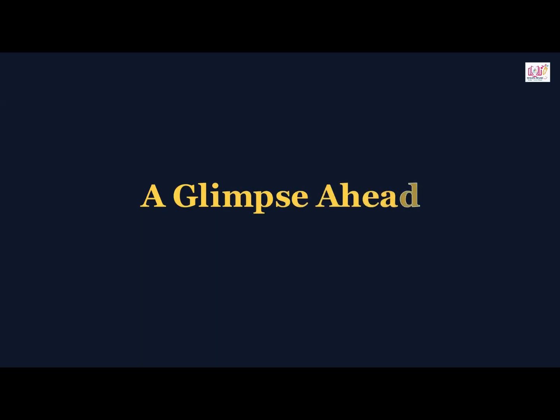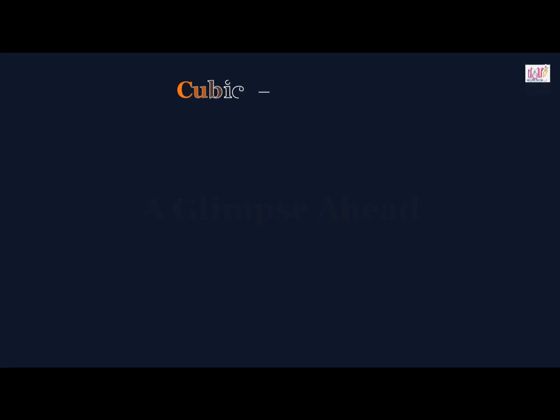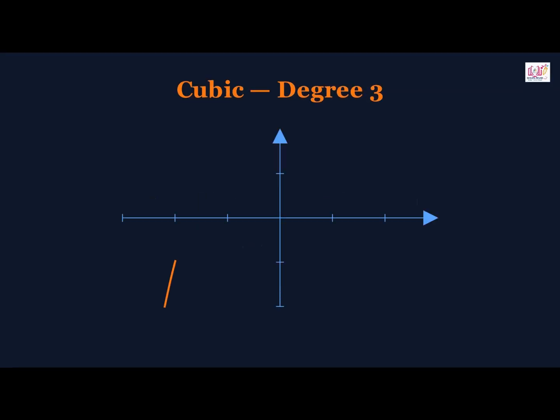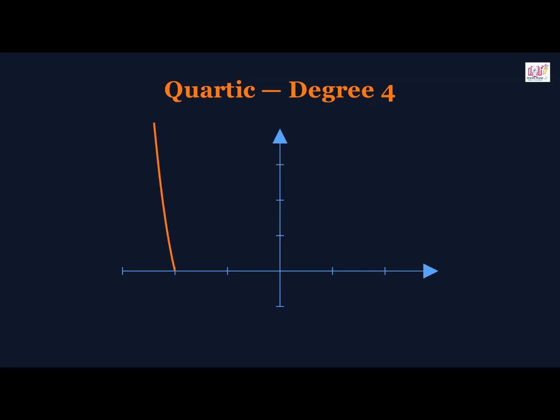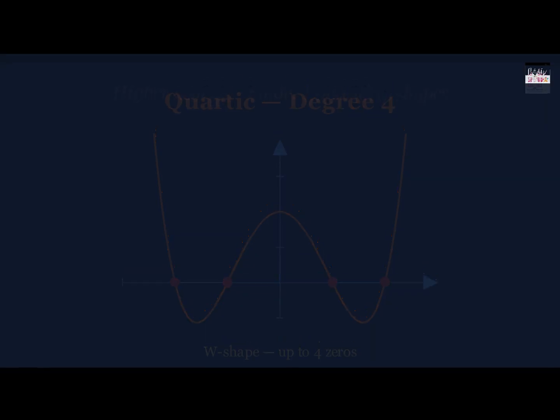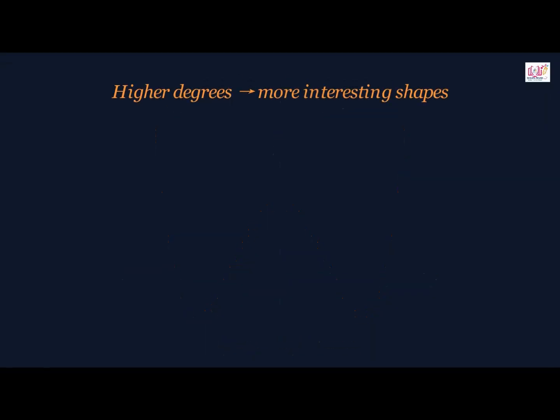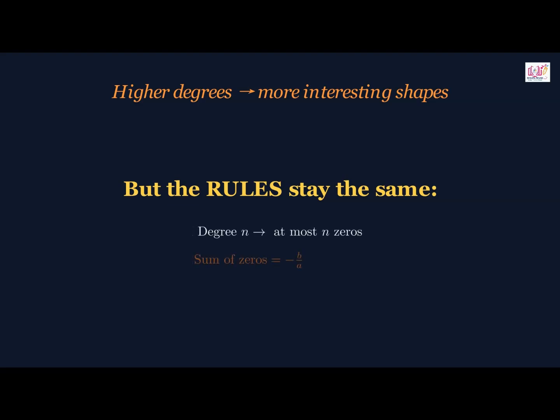A quick glimpse at what is ahead. In class 11 and beyond, you will explore cubic polynomials in detail. Their graph is an S-shape, crossing the x-axis up to 3 times. You will meet quartic polynomials, degree 4. Their graph looks like a W or an upside-down W, crossing the x-axis up to 4 times. And eventually you will see polynomials of any degree, with shapes more and more interesting. But the rules you learned in this chapter, they all stay the same. Degree n. At most n zeros. Sum and product from coefficients.